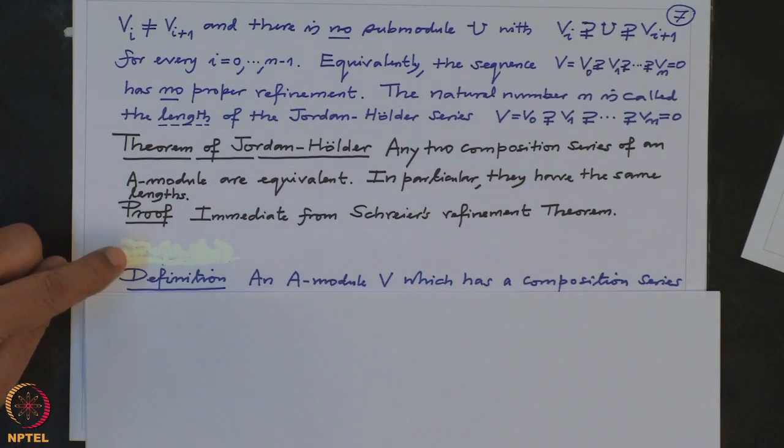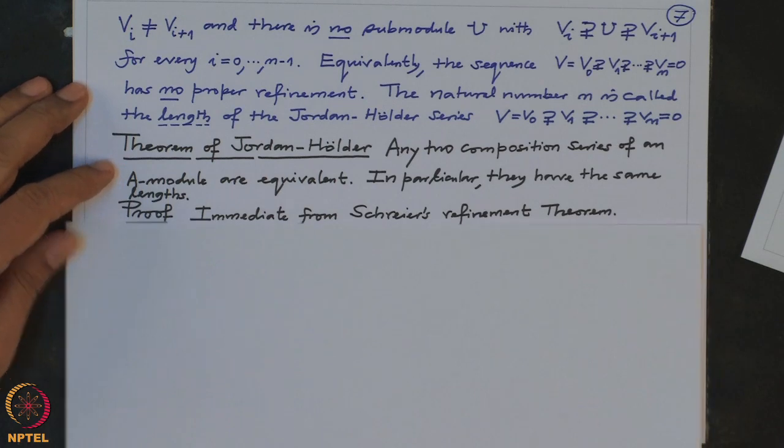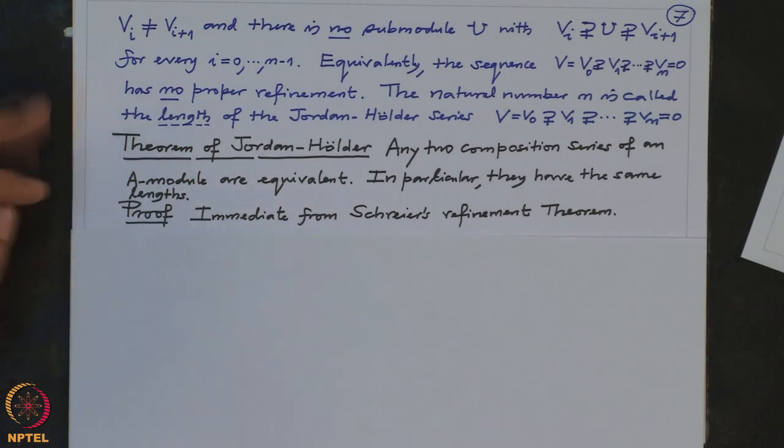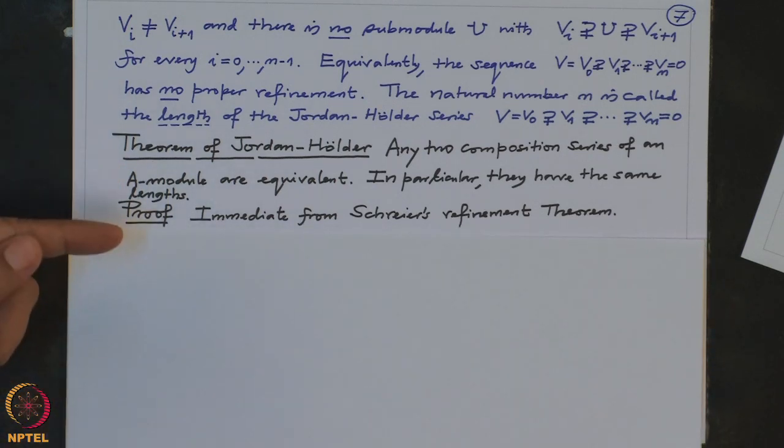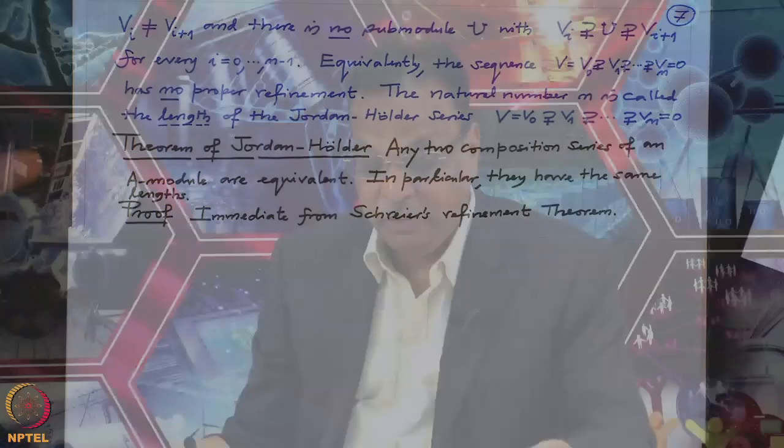So that is the Jordan-Holder theorem. Remember that Schreier's refinement theorem is more general and it was proved later than the Jordan-Holder theorem, actually. But now in the proof, I have used the theorem which was proved later because it was more general. Anyway, so now we can make a definition.